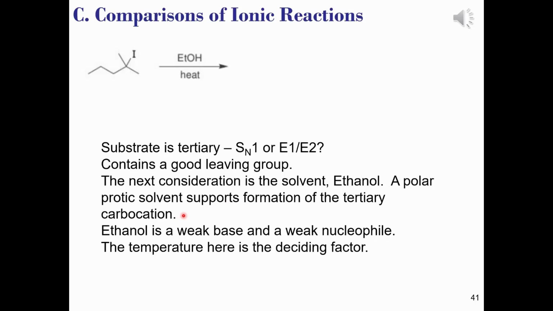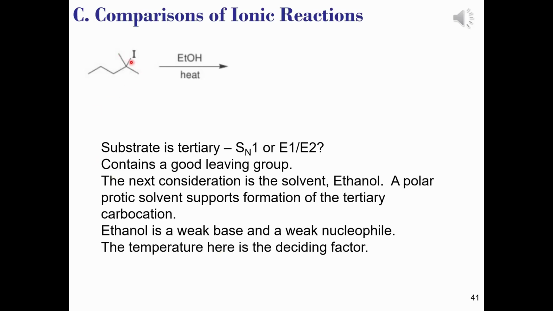carbocation. Ethanol here is a weak base and also a weak nucleophile, and the fact that it is a weak base rules out the E2 reaction pathway. So the deciding factor here is the temperature, and heat was involved. So if heat was involved, then we're going to get less of the SN1 product and much more of the E1 product. We are going to more likely have a substituted E1 product, although there is the possibility, because there are two beta hydrogens, of a less substituted minor E1 product.